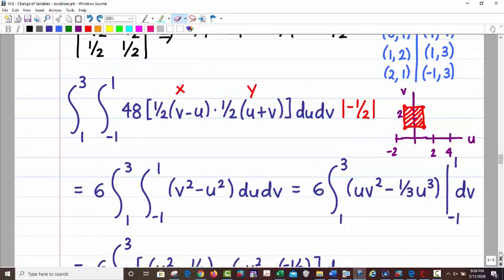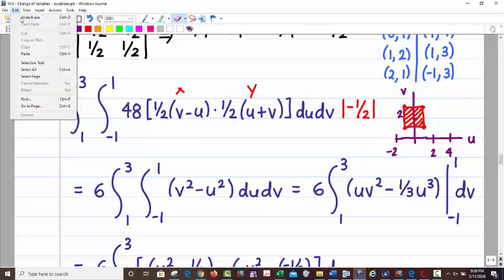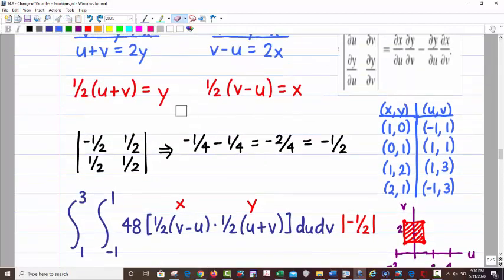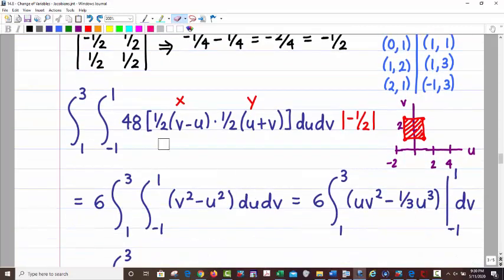So what I did here is I just took 48 and multiplied it by, see, this is your x and your y, converted over to u and v. We just solved for those, remember, right up here. That's how we got those partials right there. So the original integral was 48xy. So here's x, here's y. And I just took 48 times 1/2 times 1/2 times 1/2. That gives me the 6 on the outside. -1 to 1 for u, 1 to 3 for v.